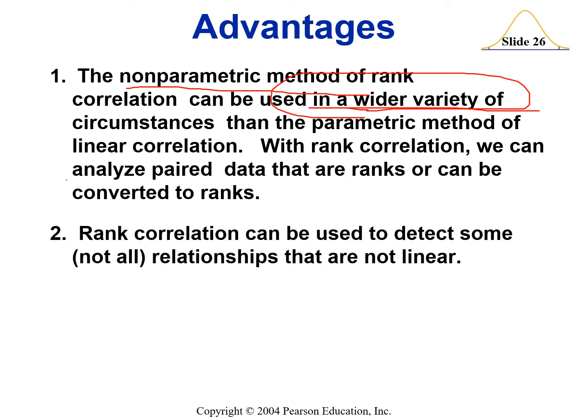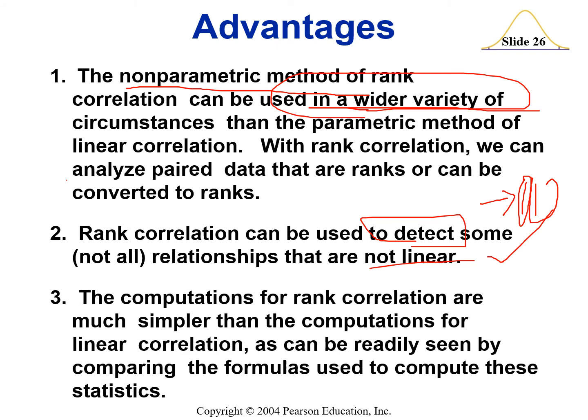Number two, rank correlation can be used to detect some, and not all, relations that are not linear. This is one of the main advantages of rank correlation. Sometimes it's used to detect some relations that are not linear, because when the real values of x and y show a non-linear relation, we can convert the data into ranks and show the relation between them.